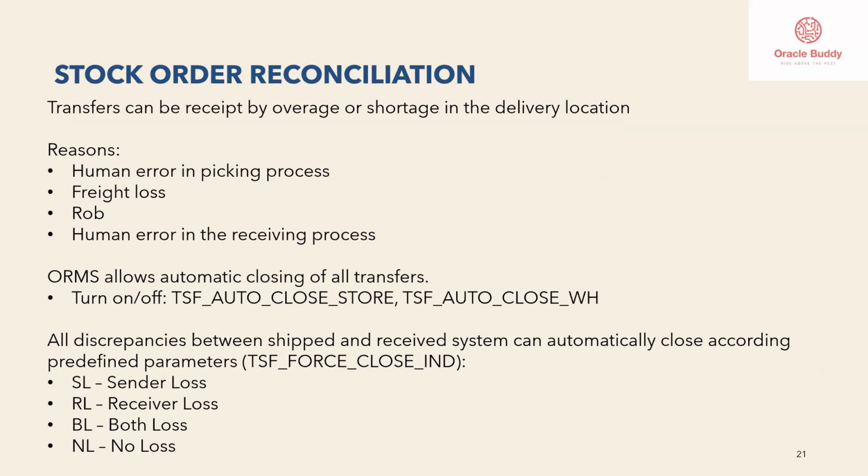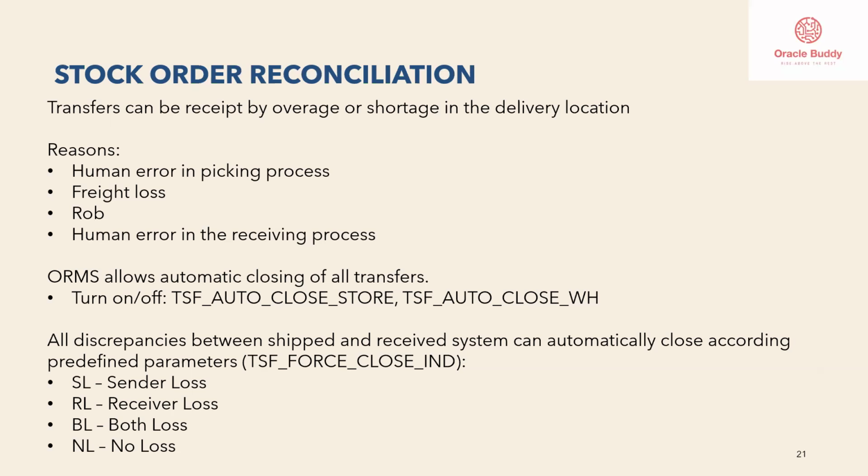Next, we will discuss stock order reconciliation. Transfer can be received with an overage or shortage in the delivery location. Reasons: human error in picking process, freight loss, robbery, human error in the receiving process. RMS allows automatic closing of all transfers, turn on or off transfer auto close store or transfer auto close warehouse. All discrepancies between shipped and received can automatically close according to a predefined parameter, that is TSF post close indicator.